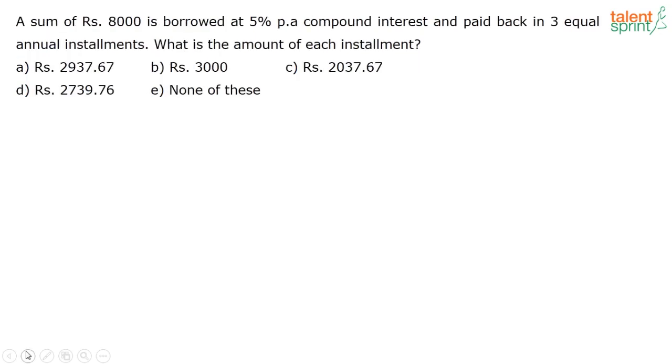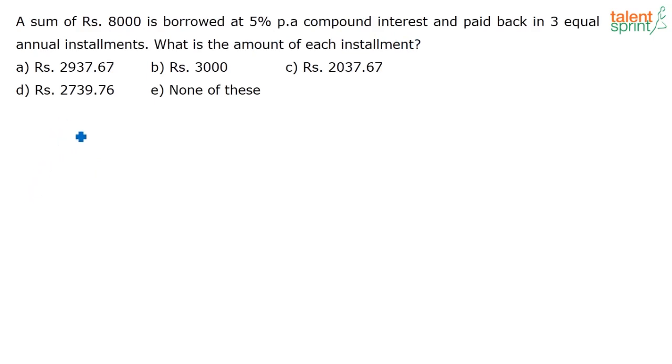So the next question is on installments. A sum of rupees 8,000 is borrowed at 5% per annum compound interest and paid back in 3 equal annual installments. What is the amount of each installment? So let me explain this question to you. Whenever questions on installments come, there are a few things that we will have to keep in mind. Now, what are they saying? There is 8,000 rupees. I am borrowing from somebody at 5% per annum compound interest, and I am paying back this in 3 annual installments. What is the amount of each installment?